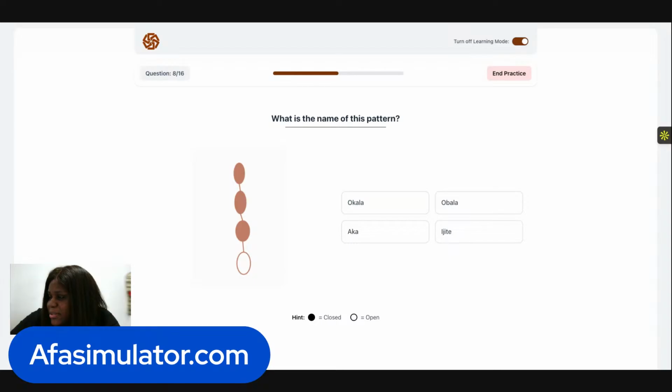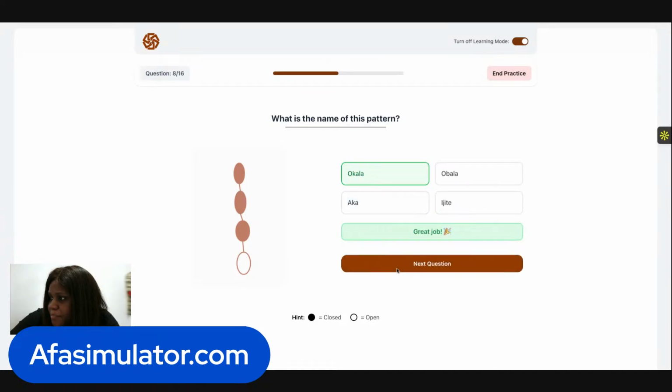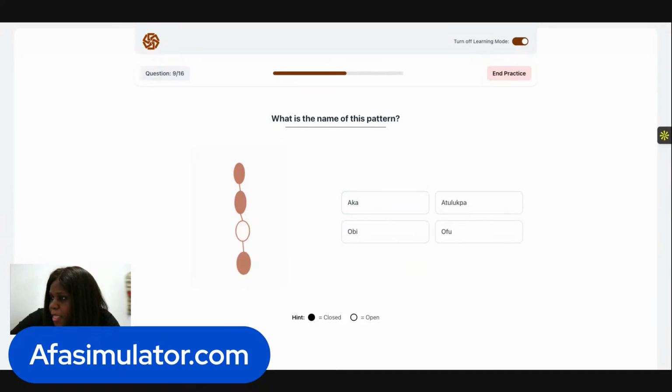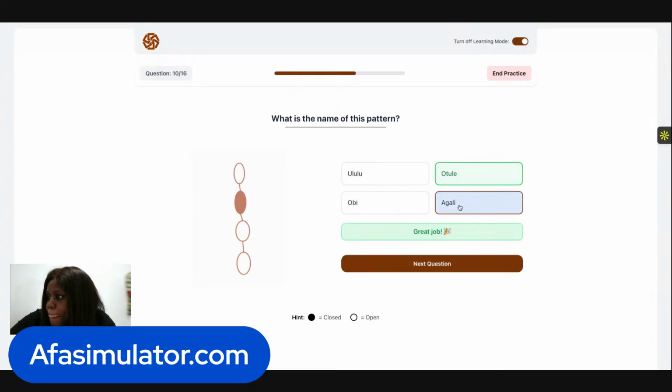This is Okala. This is Okala. Yep. This is not Aka. This is not Obi. This is not Ofu. This is Atoloba. Yeah. And this is the opposite of Aka. This is Otule. Got it.